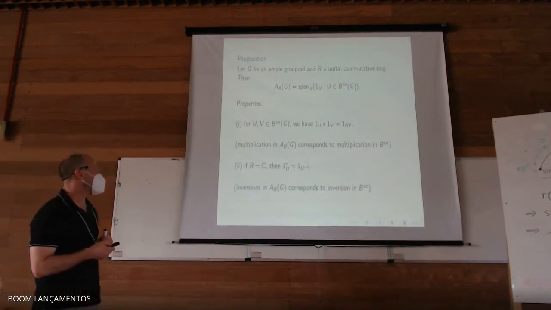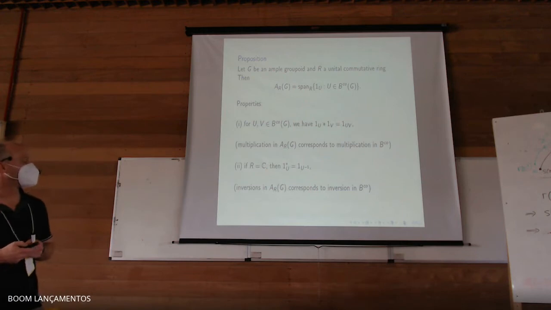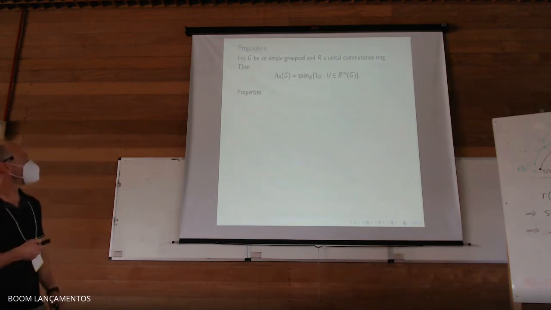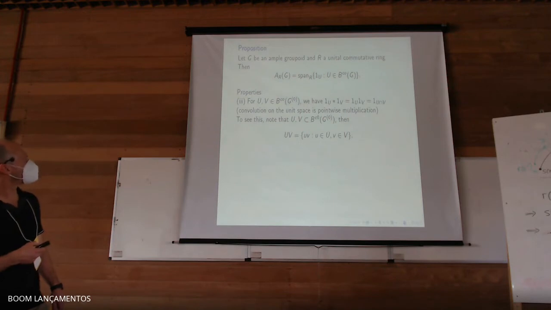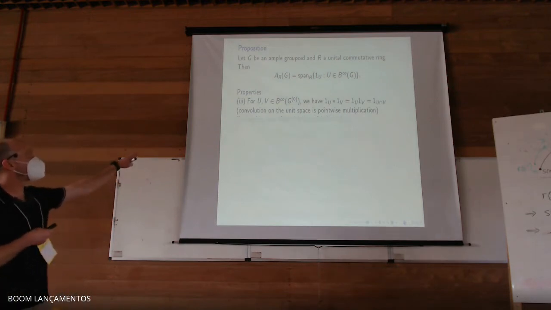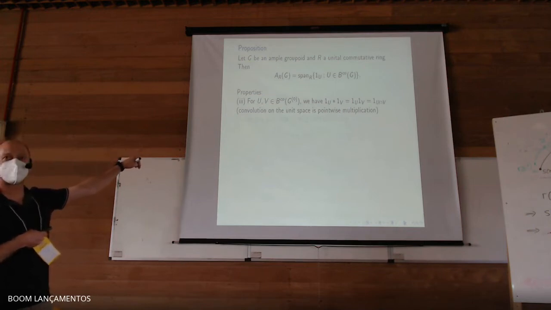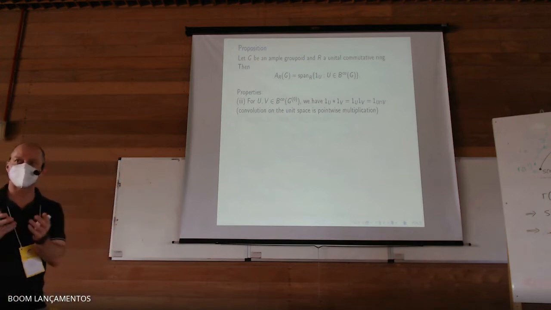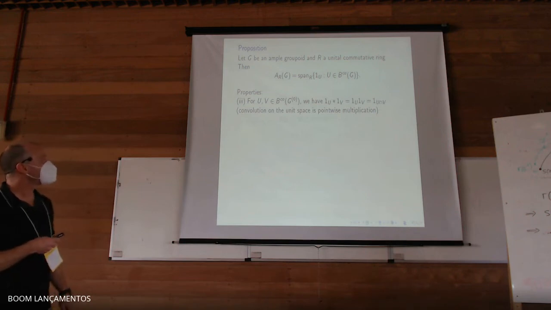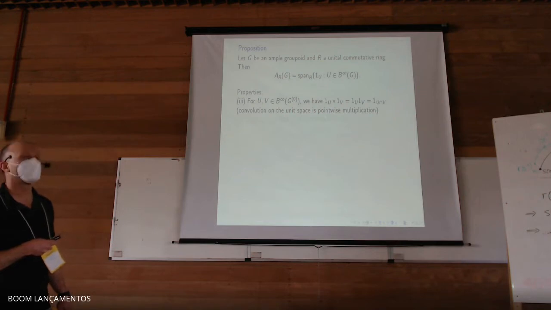Inversions in the Steinberg algebra correspond to inversion in the inverse semigroup. Right, so we have some more properties that we can highlight here. All right, so in this instance, we're considering two compact open sets, but this is restricted to the unit space. So imagine we've got two compact open sets contained in the unit space, not in the groupoid in general, just in the unit space. Then it turns out that multiplication, convolution, amounts to pointwise multiplication of characteristic functions.